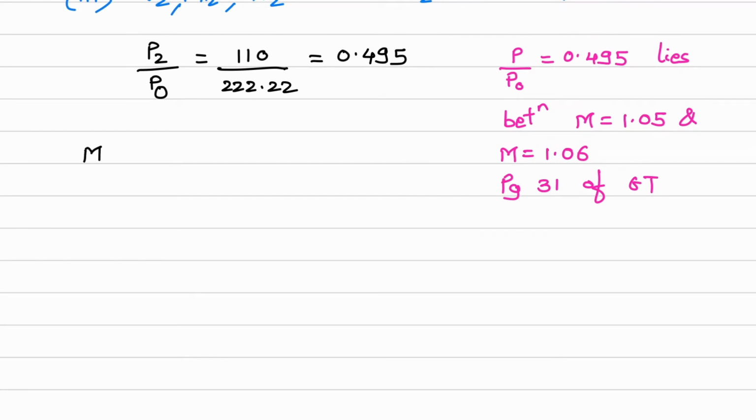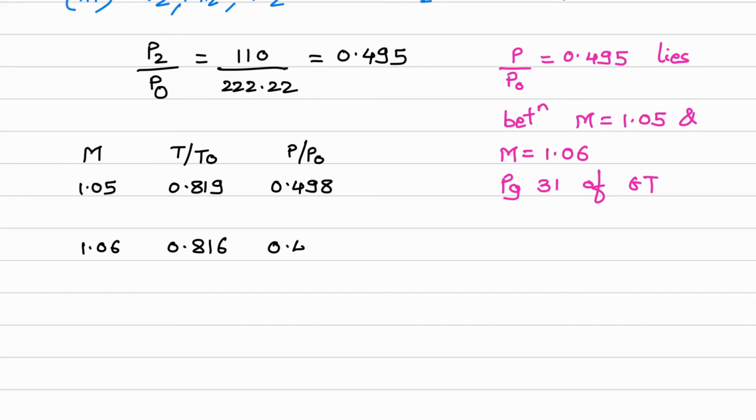Mach number here it was 1.05. Okay, and then it was 1.06. Then T by T0 ratio. Okay, that value I'll write it down. It was 0.819, and this value it was 0.816. Then P by P0 is 0.498, and this value is 0.492, and area ratio A by A star.